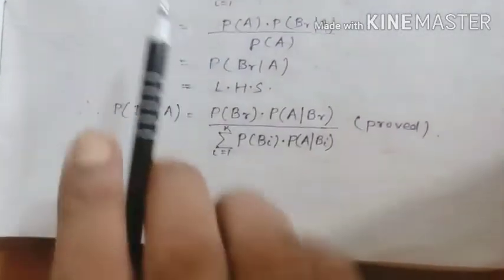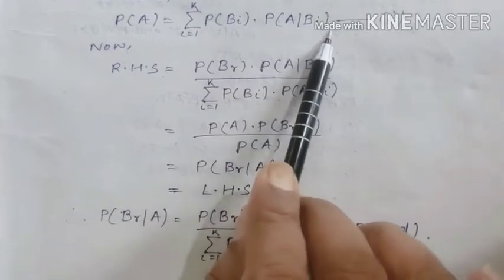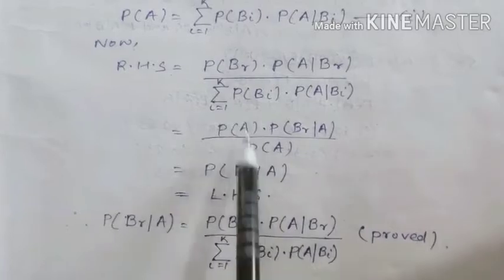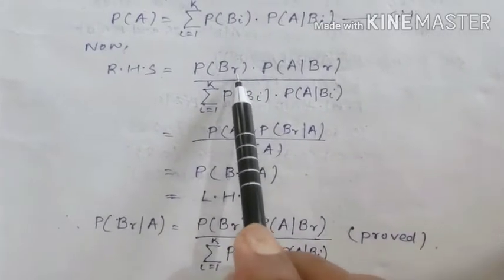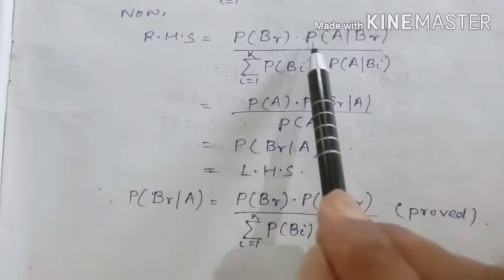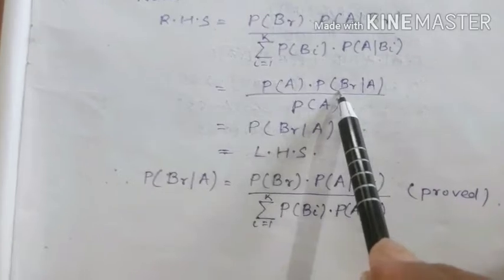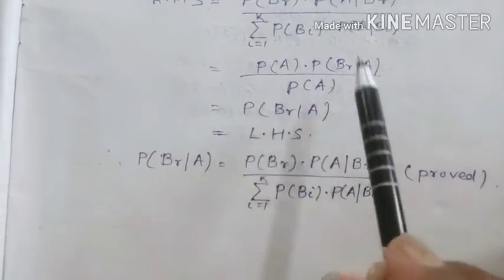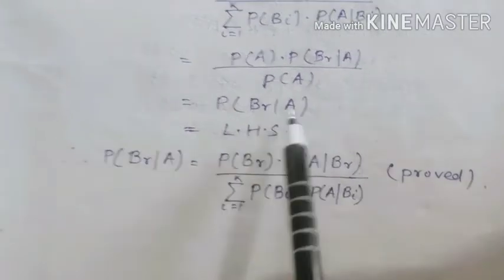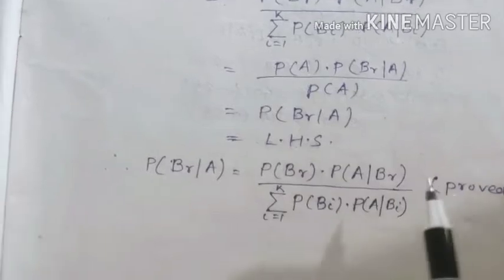So P(A) = summation, i equals 1 to k, of P(Bi) × P(A|Bi). We have to take the right side and put in the value of P(Br) × P(A|Br) and the summation. So P(A) × P(Br|A) is just multiplied out, and the P(Br|A) is the left-hand side. Hence proved. Very easy and very important for the exam.